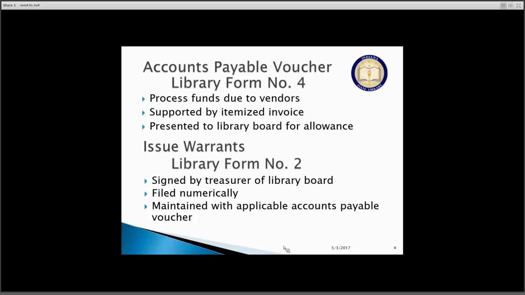The accounts payable voucher is used by libraries to process funds due to vendors. The library board treasurer signs off on the allowances on the accounts payable voucher. Warrants, for the most part, are no longer used in public libraries. The warrant is an intermediary process to allow payment for an expenditure.